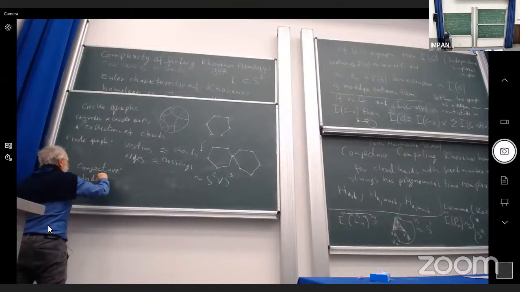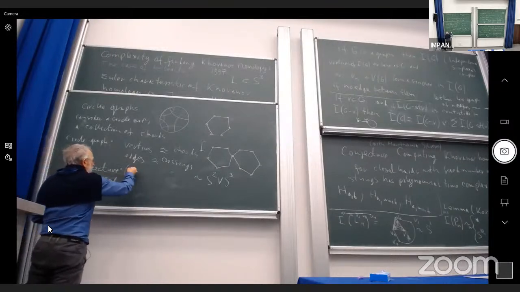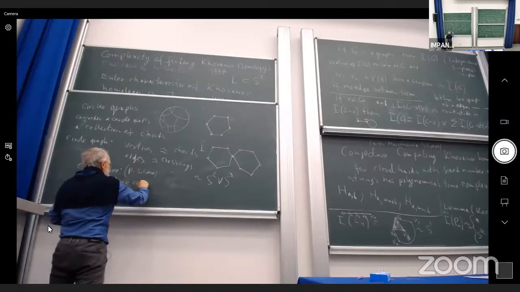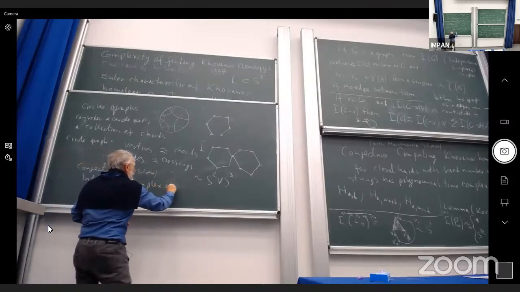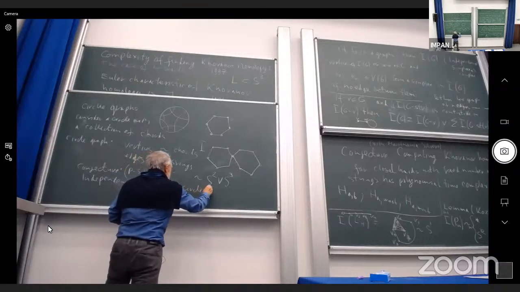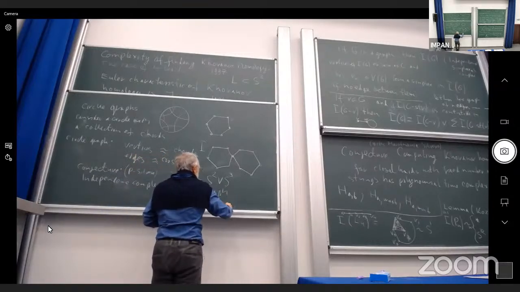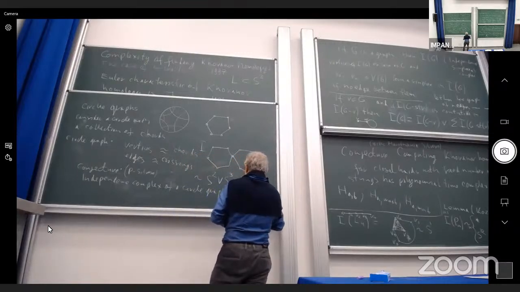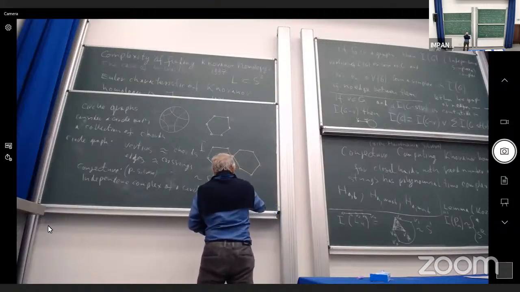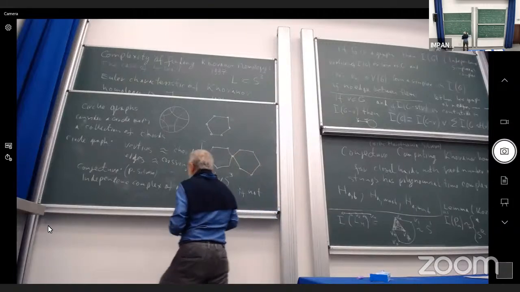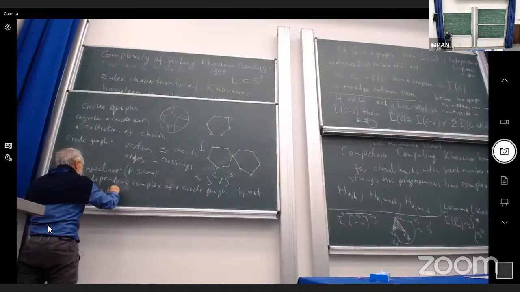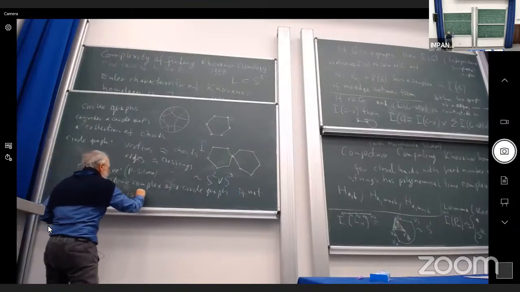Independence complex is homotopy equivalent to, I mean, either contractible, or if not contractible, a wedge of spheres.